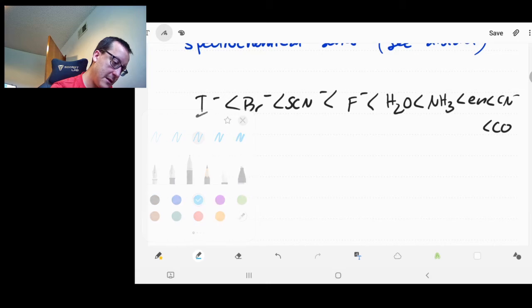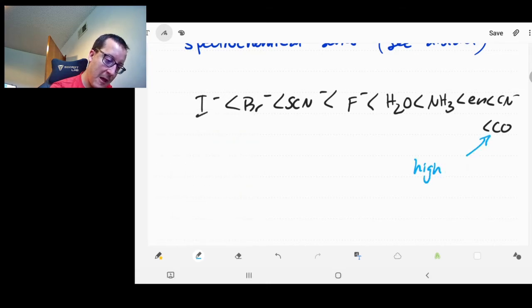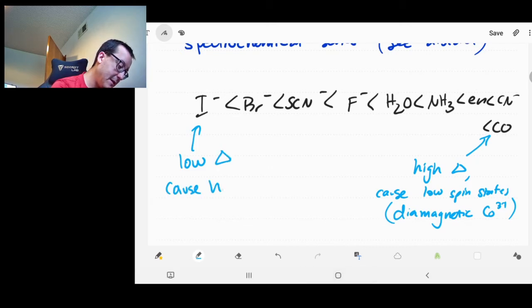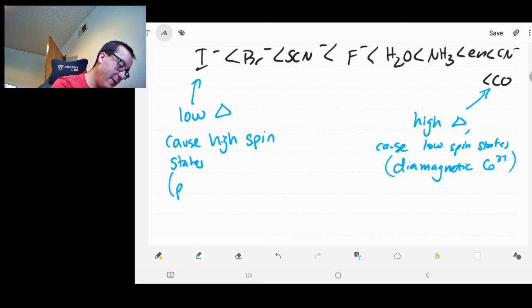We're going to see that things on this side have high splitting energy, and they're going to cause low spin states that are going to be more likely to be diamagnetic for our cobalt at least. Because the cobalt 3 plus has 6 d electrons, we're going to have 6 electrons down in the lower one. These will have low splitting energy, and they will typically cause high spin states. And this would be an example of a paramagnetic cobalt 3 plus.